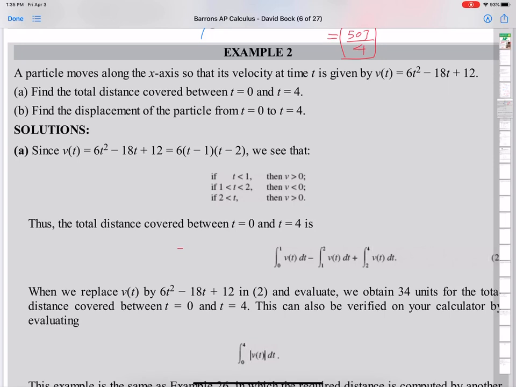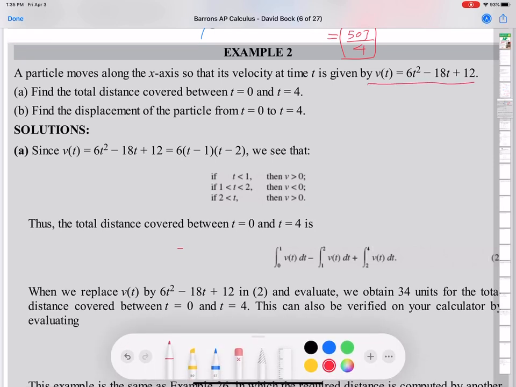A particle moves along the x-axis so that its velocity at time t is given by v of t equals 6t squared minus 18t plus 12. Part A: find the total distance covered between t equals 0 and t equals 4. I want to draw the graph to know which part of the velocity function graph is above the axis and which part is below the x-axis. I'm going to factor this: t squared minus 3t plus 2, so t minus 1 times t minus 2. The zeros are 1 and 2.